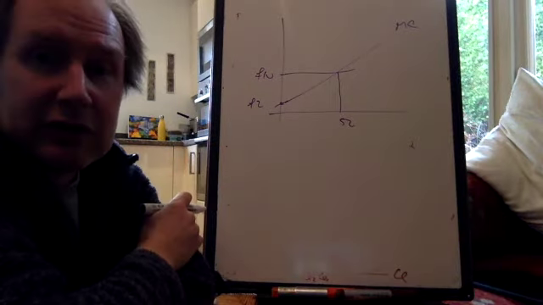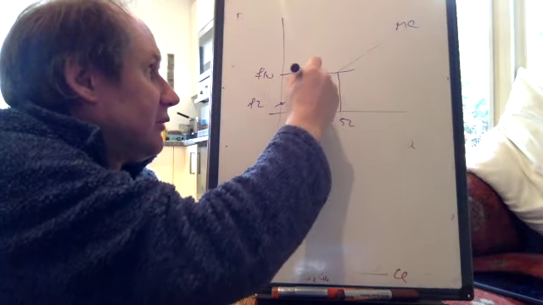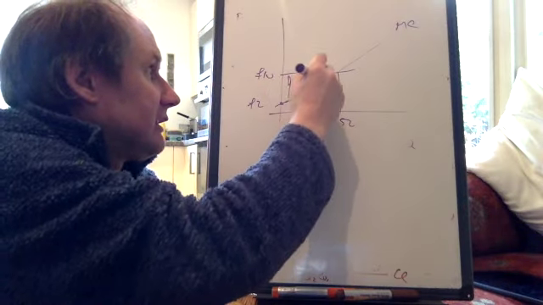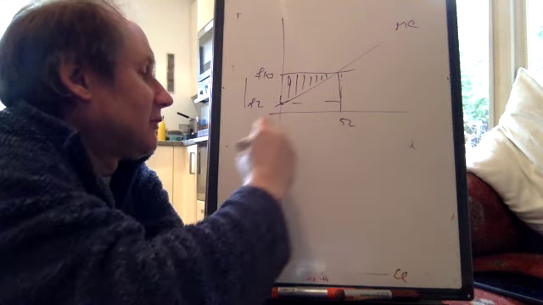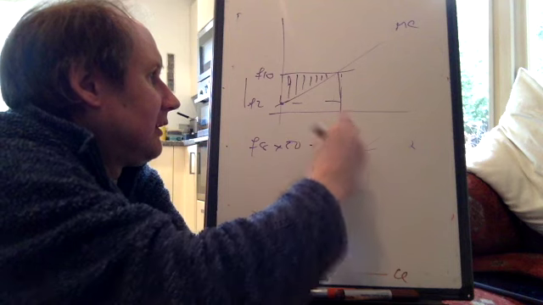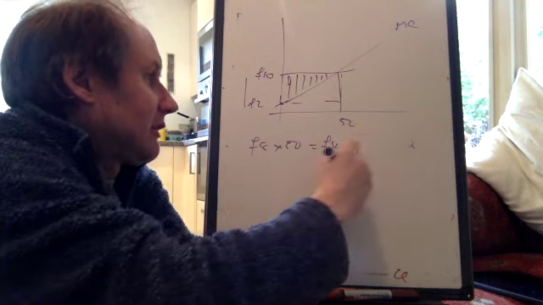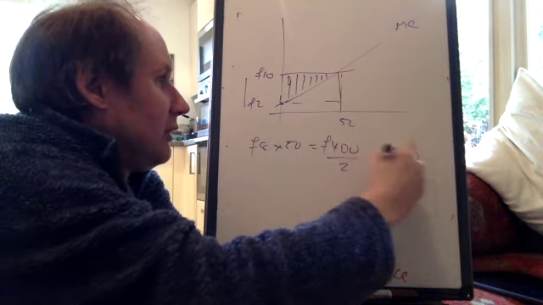Then again, we just do the same thing we did before. Producer surplus: each of the units is adding value for the producer. So to work it out, all we do is work out the area of that rectangle, which is 8 times 50. 8 times 50 is 400, and then the triangle is half of that, so we divide by 2. So producer surplus in this case is £200.